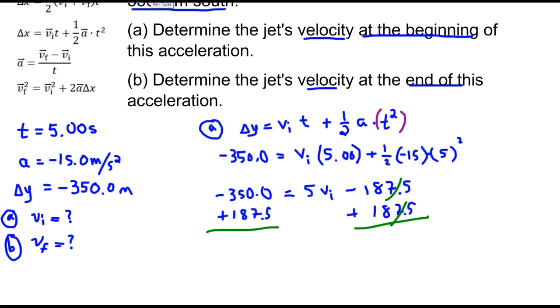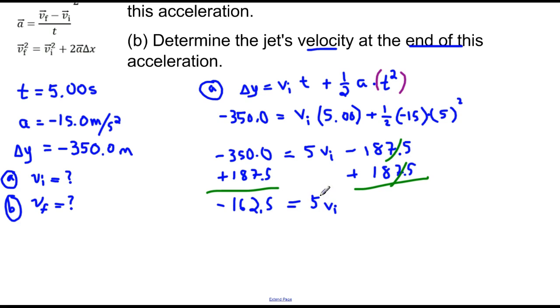So 350 minus 187.5, this is negative 162.5 equals 5 Vi. Okay, so the next thing I have to do is divide both. I have to get rid of the 5. It's multiplied with Vi, so I'm going to divide both sides by it. 5's cancel out. And the right side is just Vi, that's what I want. The left side is negative. I'm going to divide on my calculator, negative 32.5.